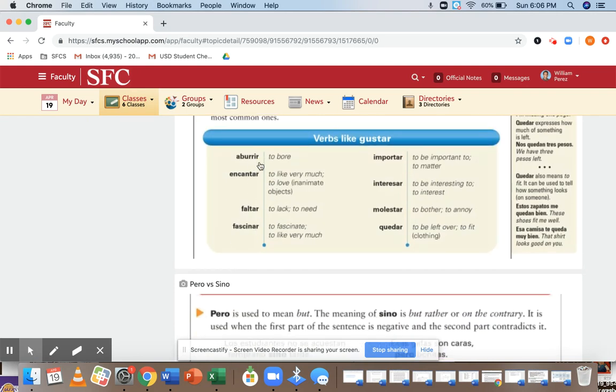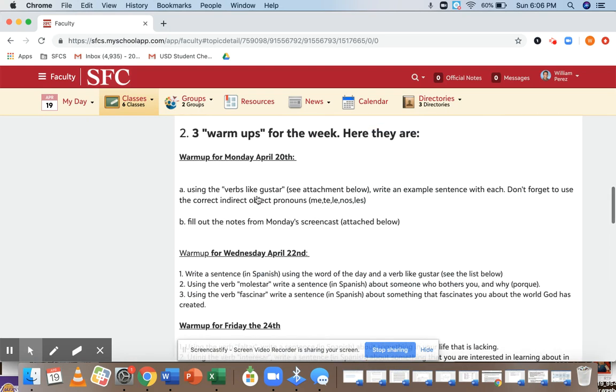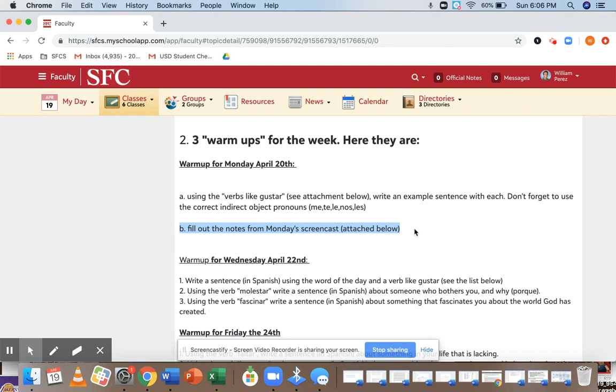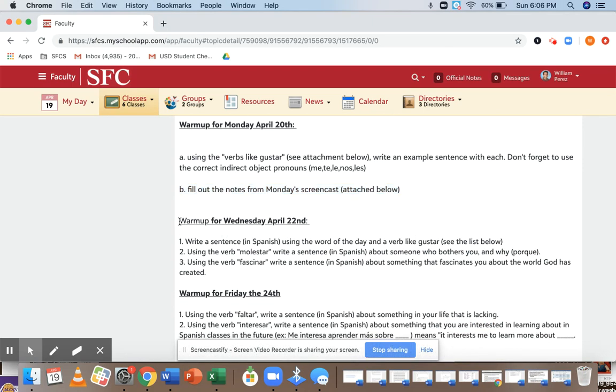And that's the only one. IR verb, aburrir, me aburre. Okay? Fill out notes from Monday's screencast attached below. And then warm up for Wednesday. Write a sentence in Spanish using the word of the day and the verb like gustar.